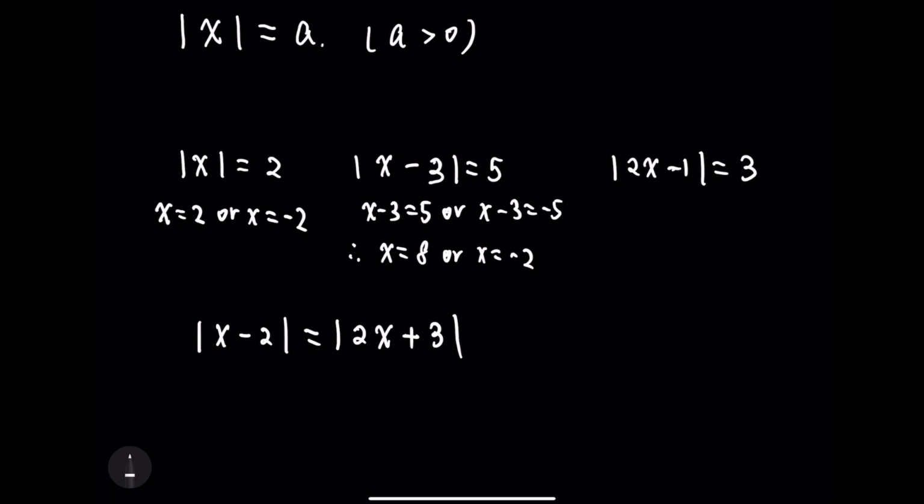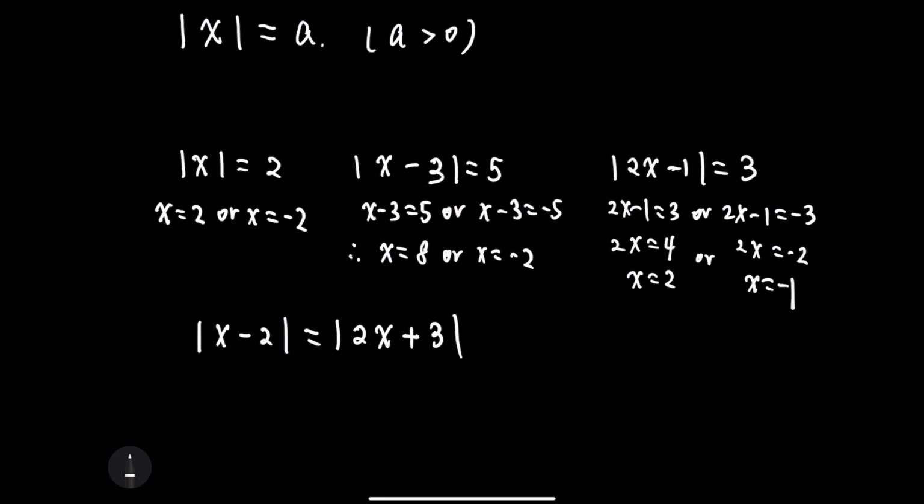So same for the last question. We have 2x minus 1 equals 3, or 2x minus 1 equals negative 3. From there, we can solve each part of the equations. We have 2x equals 4, x equals 2. Or we have 2x equals negative 2, and x equals negative 1.